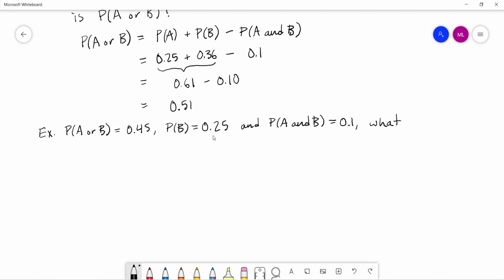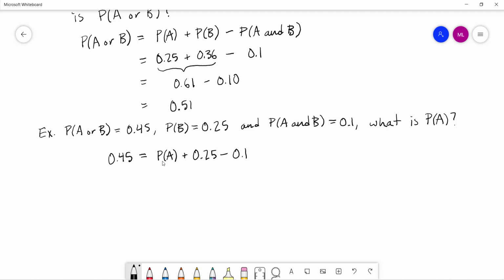So I've given us the A or B, the A and B. This is the piece, probability of A, that we're missing. So what is the probability of that piece that's missing? So basically what we've got right now is, if I plug them into the same formula, on the left we'd have this piece. So we have that 0.45 is equal to the probability of A, which is the piece we don't know, plus the probability of B, which we just saw is 0.25, minus the probability of A and B, which is 0.1.